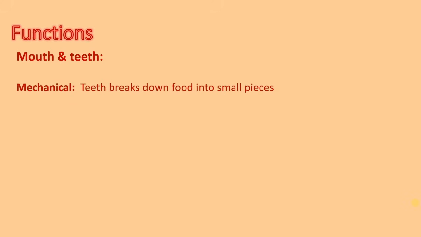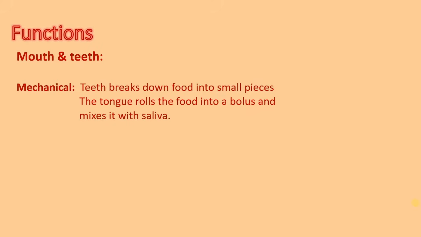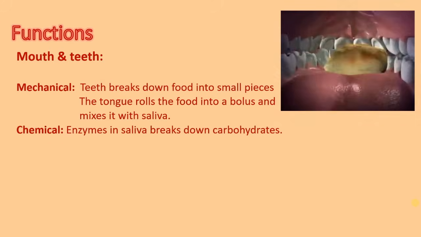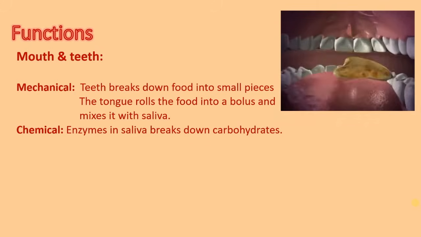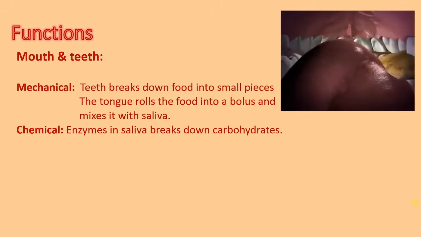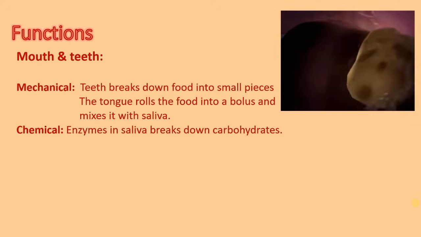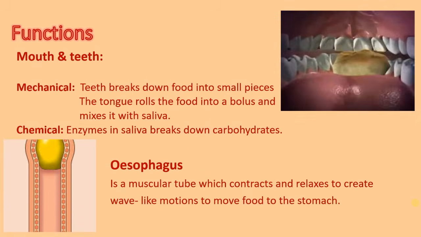So the mouth and the teeth actually break down food into smaller particles. As the teeth are part of mechanical digestion, they break it down into smaller pieces. The tongue will then roll the food and mix it with saliva to form a food bolus. Then we also have chemical digestion that takes place in the mouth. In the saliva, we will find enzymes, which are mixed into the food, which helps with chemical digestion.